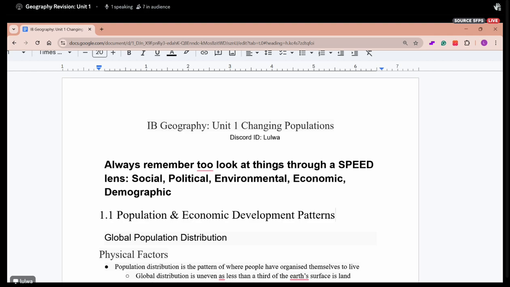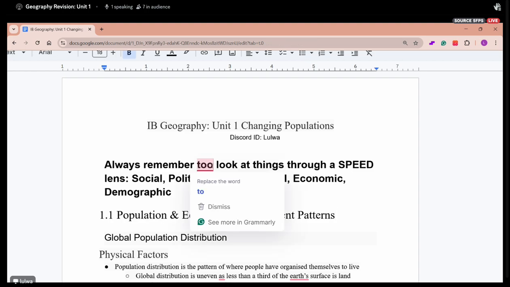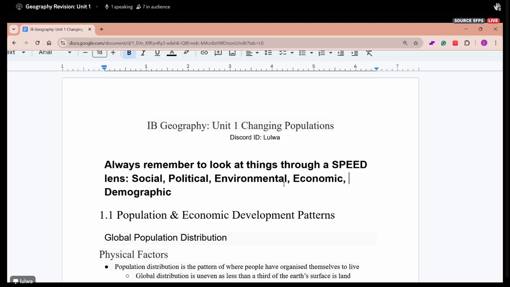My teachers always told me to remember to look at things through a SPEED lens. Don't mind the spelling mistake over there. SPEED means social, political, environmental, economic, and demographic. That's how I get to remember all of these. When coming up with an essay outline or analyzing a situation, it's good to look at it through these five different perspectives. It really helps me format my essay and also helps me diversify my point of view or my answers.